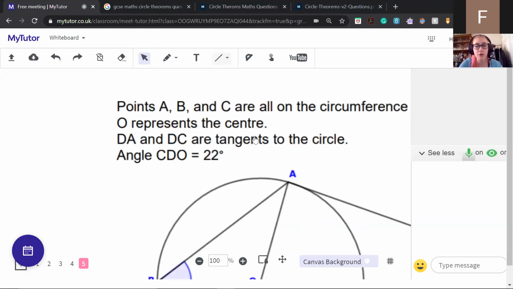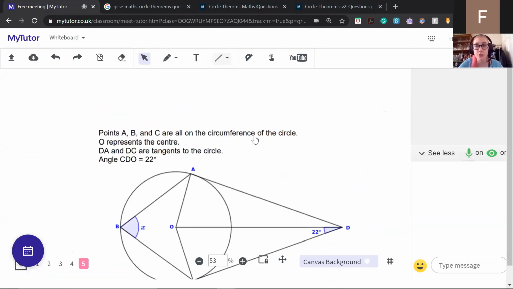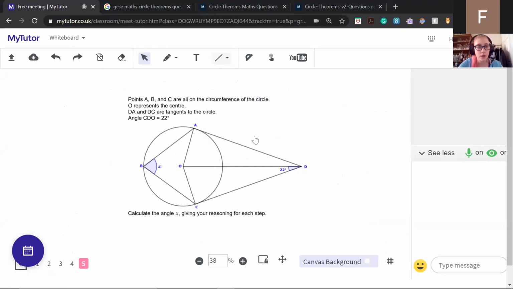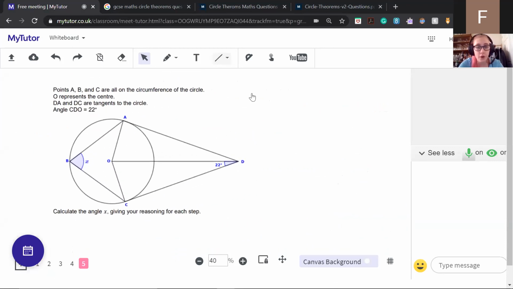I'm just going to do this one question and then we're going to go to the quiz. Okay, points A, B, and C are all on the circumference of the circle. We know that O is the center, makes sense. DA and DC are tangents to the circle, and angle CDO is 22. It looks quite wordy, but it's telling us everything that we can just see on this diagram. So we want to calculate this angle X, giving reasons for each step.